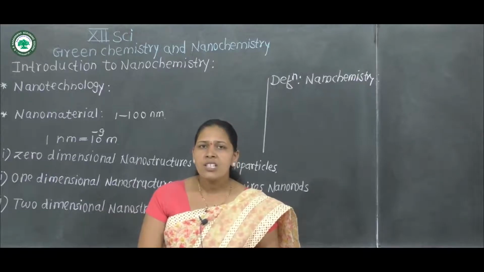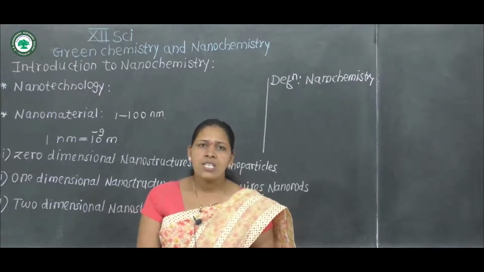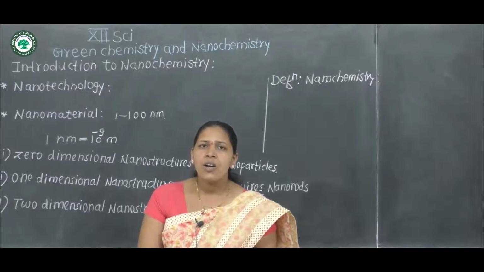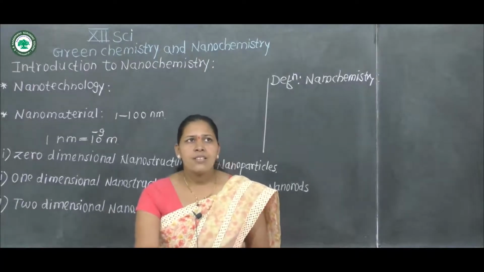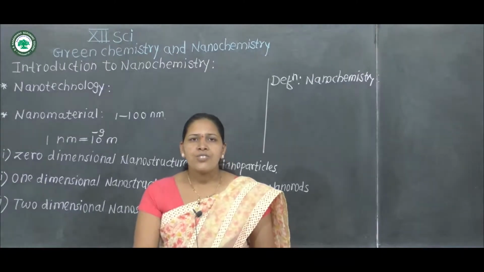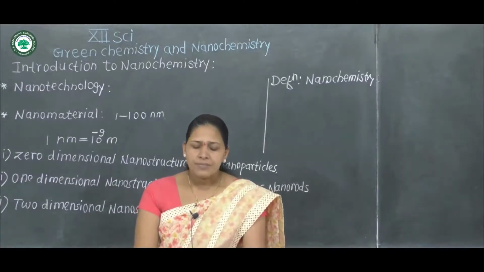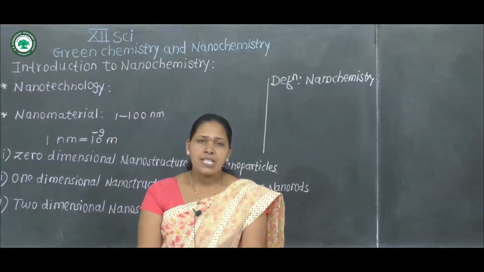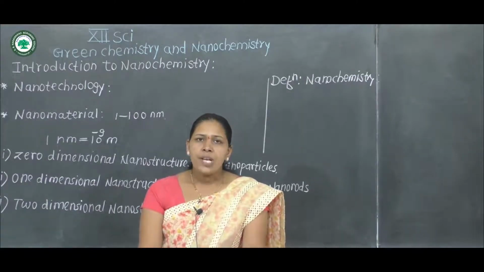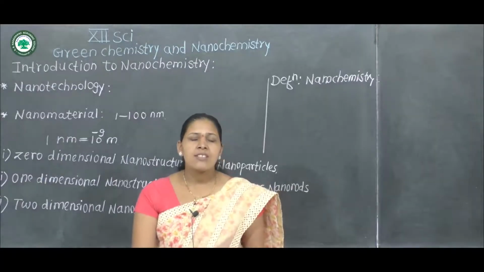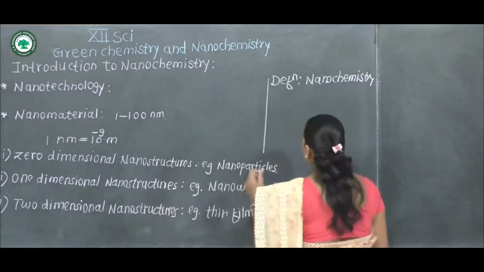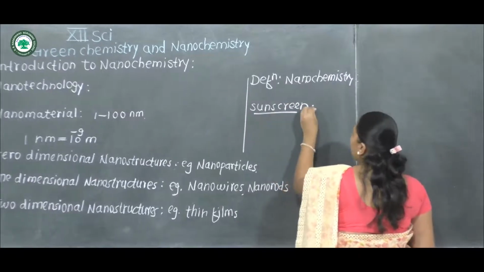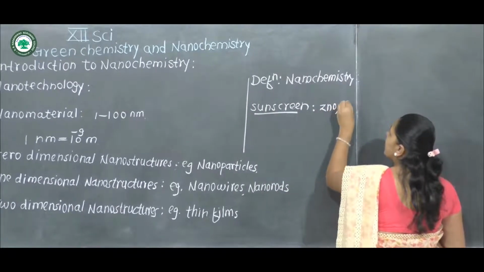Nanochemistry is used in different sciences: physical sciences, chemical sciences, material sciences. It is also used in engineering and in biological and medical applications. Nanoscience has very important application in the medical field. For example, simple skincare products such as sunscreen. Sunscreen contains nanoparticles of zinc oxide and titanium oxide.